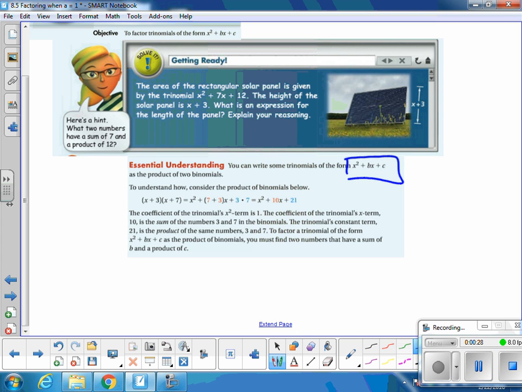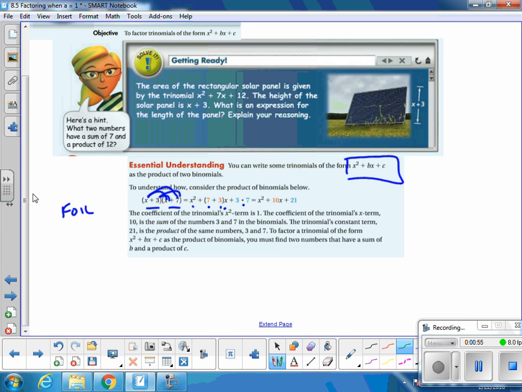Now, to understand, consider the product of the binomials. Okay, so we have our two binomials, and they've been FOILed out. So we have x times x, which is my x squared, and remember FOIL, F-O-I-L, so our outside term is the x times 7. There's my x times my 7, and then my inside, which is 3 times the x, and the last, which is 3 times 7.